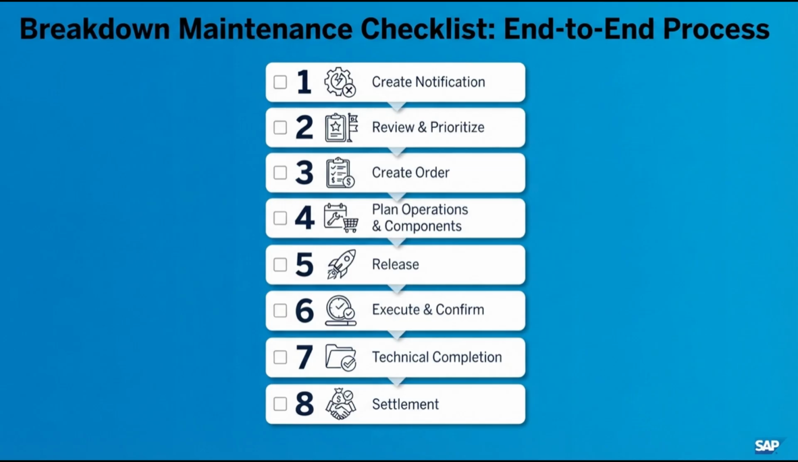For breakdown maintenance, a simple process checklist can guide users through the full cycle. It usually includes creating the notification with clear description and priority, reviewing and converting it into an order, planning operations and components, releasing the order, executing the work, entering confirmations, setting technical completion, and ensuring settlement is correct. Following such a checklist improves process discipline and data quality. It is especially helpful for new users and during training or hypercare periods after go-live.